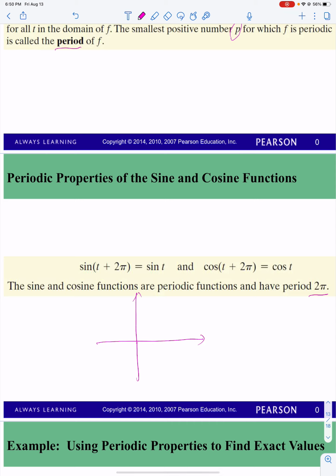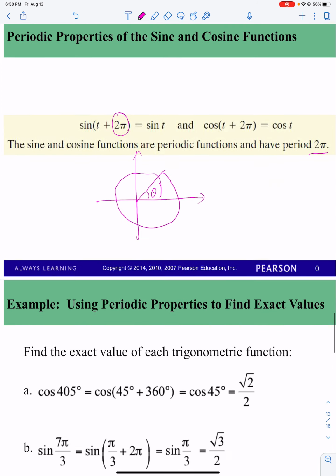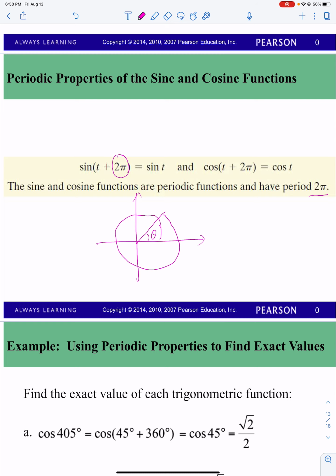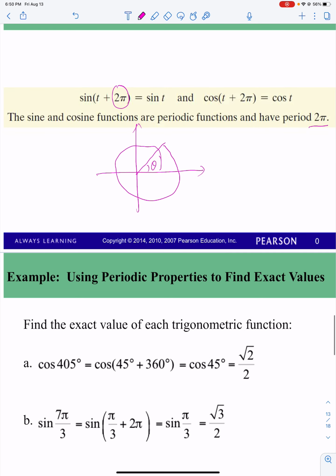Do you remember? If you have an angle, we can also have one revolution plus this angle, because it has the same terminal side. So obviously 2 pi is a period. Because you have the same terminal side, all the trigonometric function values are exactly the same. This is why the period is 2 pi here. But for tangent and cotangent, it's different. We will talk about it later.